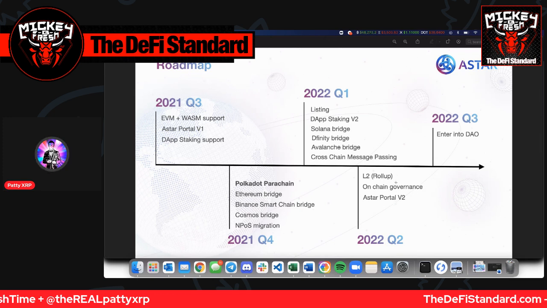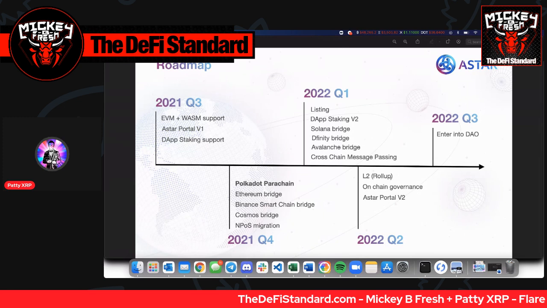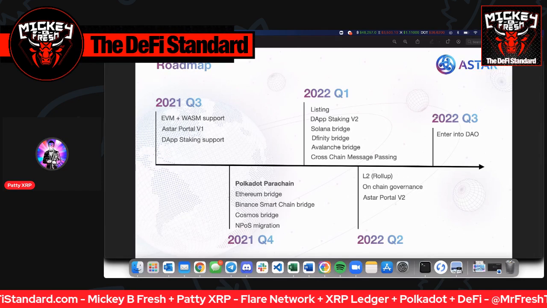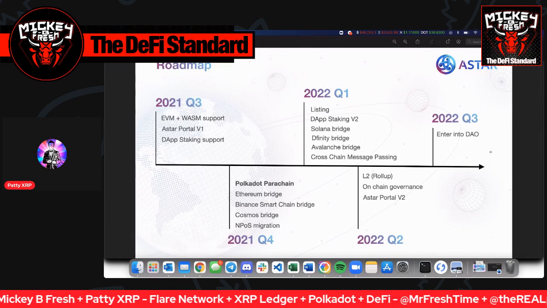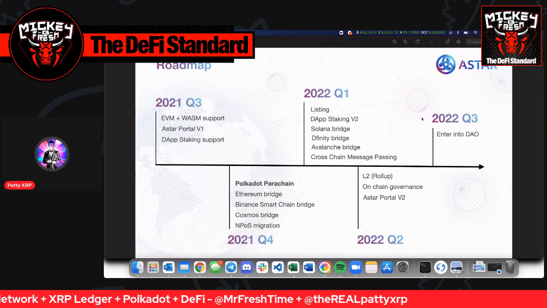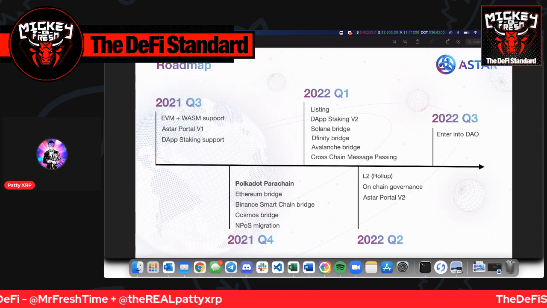And then moving further into 2022, they'll have their layer 2 rollup solutions live. On-chain governance will take effect, and they'll upgrade their portal to version 2. And then in the third quarter of next year, they will implement the DAO. And for the most part, this will be a lot of their solutions rolled out at this point from their primary roadmap, and it'll be finished up from there.